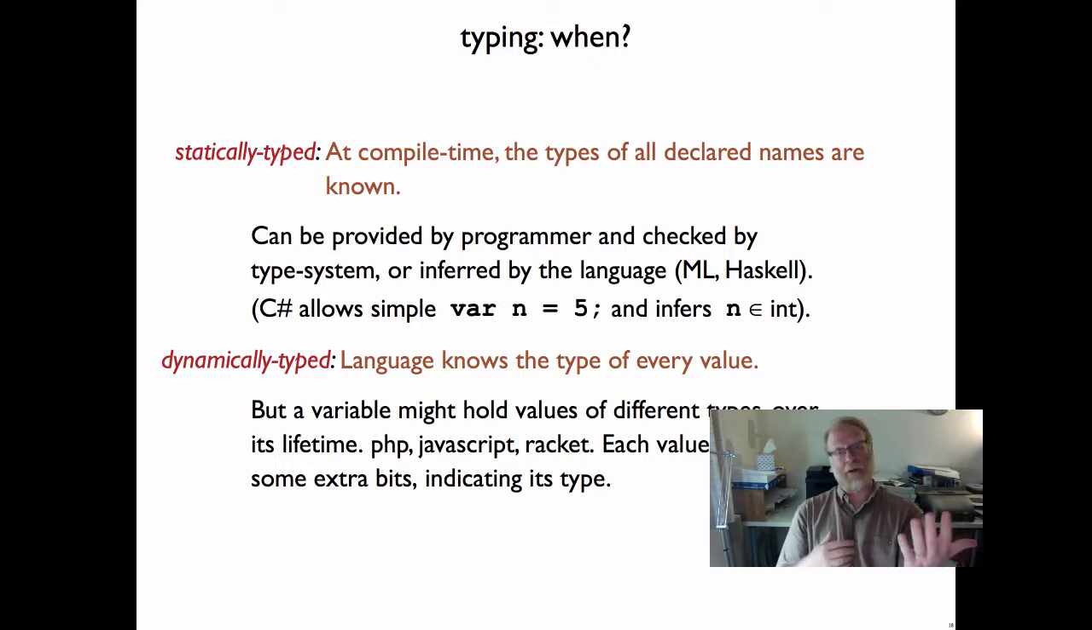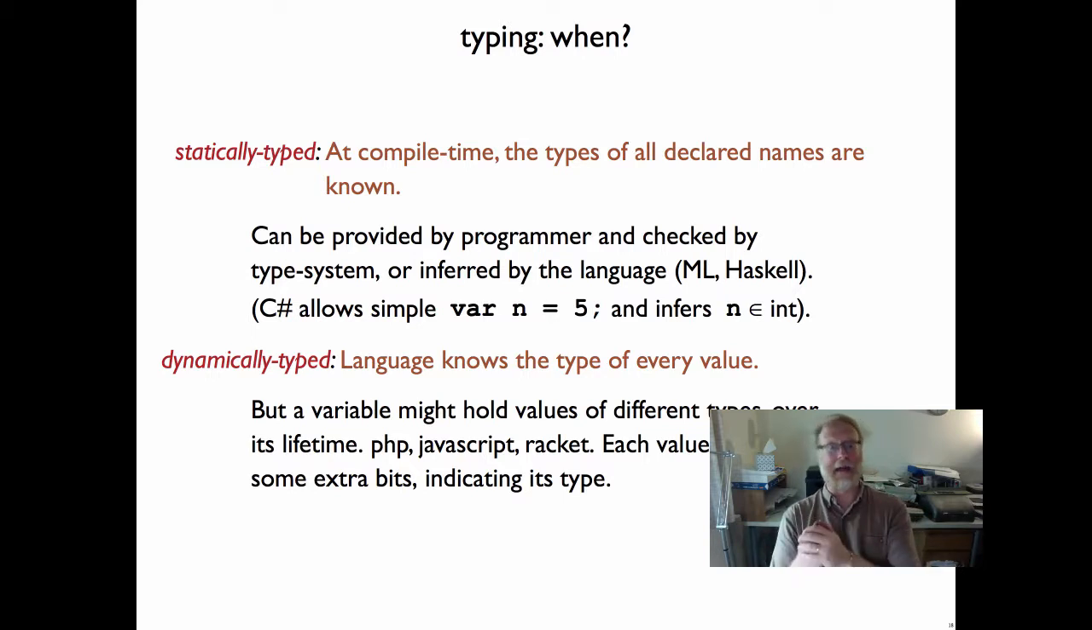So less work, less burden on the programmer to declare their types, more work on the runtime system to make sure a type error doesn't happen, that the right types are passed as expected. Okay, I should mention there's an in-between. So statically typed, compile time, the compiler knows the types of every single declared name. That can be the programmer annotating the program, or it could be the compiler sort of inferring the types.